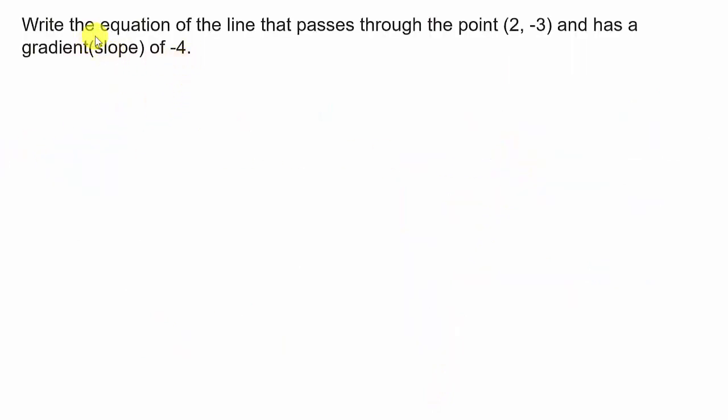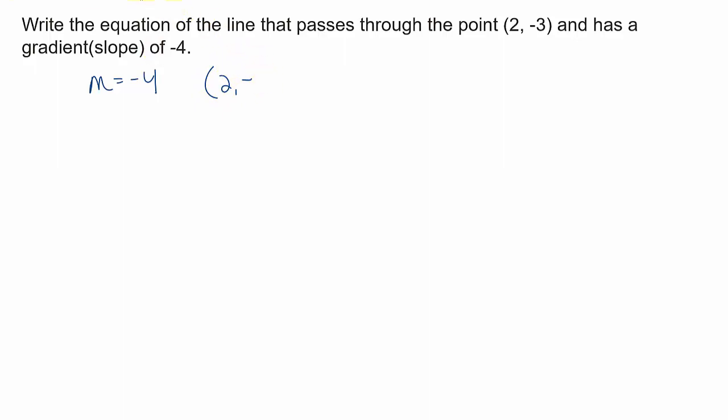In this example, we're asked to write the equation of the line that passes through the point 2, -3, and has a gradient or slope of -4. What that's telling me right now is that m is -4, because that's what slope or gradient means. We use m to represent that. And I have the point 2, -3.